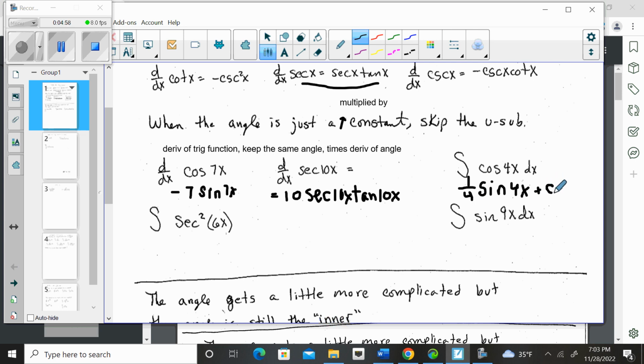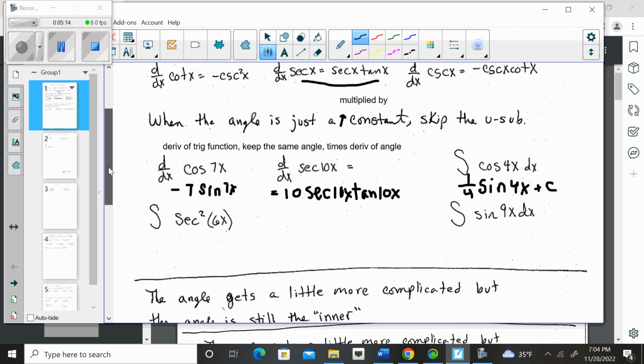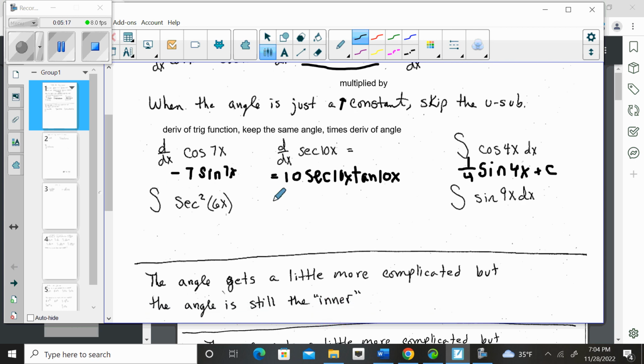So that being said, I'm hoping that you can do the next two, all right, without needing u substitution. The next section where the angle gets a little more complicated, we'll use u substitution, but we don't need it here when the angle is just a constant multiple. All right, so try the next two.